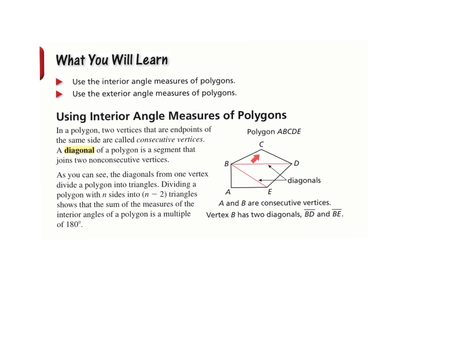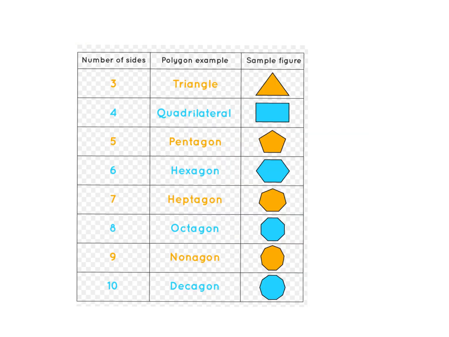And since we know that all triangles have a sum of interior angles that equals 180, then what we're going to end up doing is multiplying this n minus 2 times 180, and we'll see that as we go along. And we'll take a look at some.